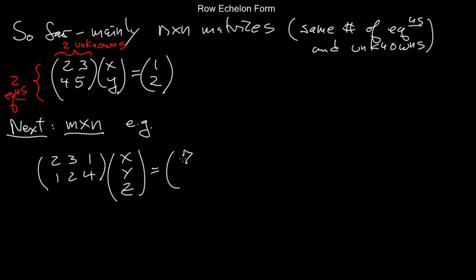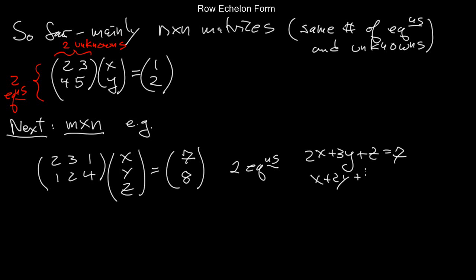Suppose I gave you this matrix equation. This has two equations, that is to say 2x plus 3y plus z is equal to 7, and x plus 2y plus 4z is equal to 8. And there are three unknowns, x, y, and z. So this is a 2 by 3 matrix, two equations, three unknowns.